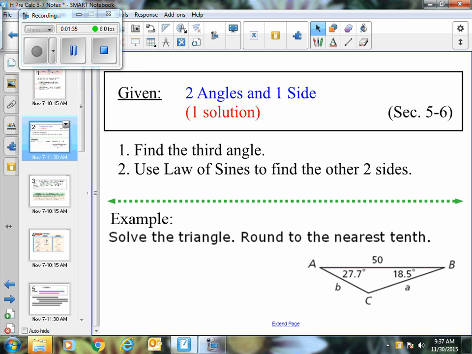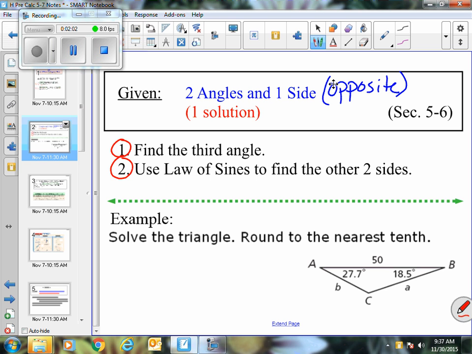So if you know two angles and a side, and I'm going to add in the word opposite up here. So two angles and a side that is opposite the angle that's given. Doesn't always have to be opposite to start with, but ultimately you will be able to find the side that's opposite or the angle that's opposite, because if you know two angles, again, we're going to be able to find that third one. So we're going to end up having an opposite side no matter what. Okay, well, if you know two angles, first thing you do is you find the third angle and then use law of signs to find the other two sides. So that's exactly what we're going to do.